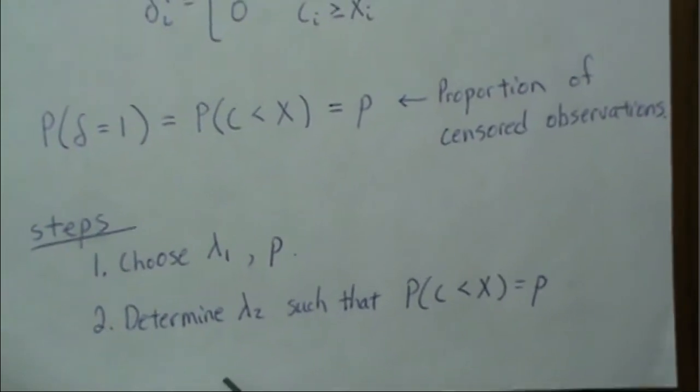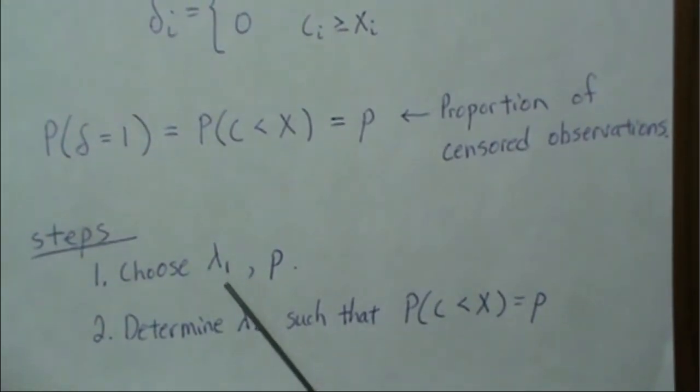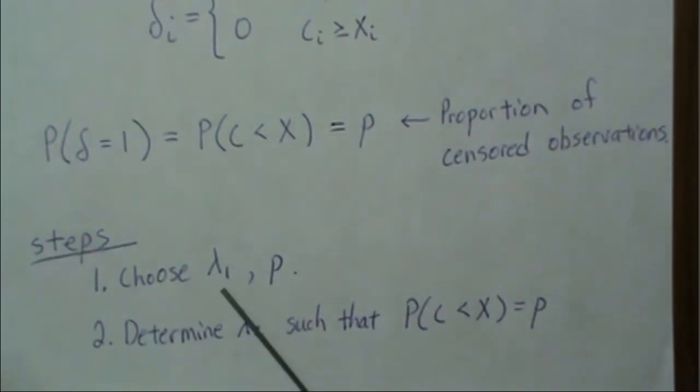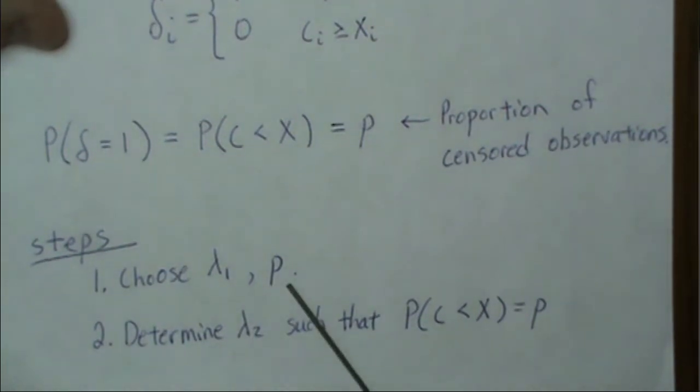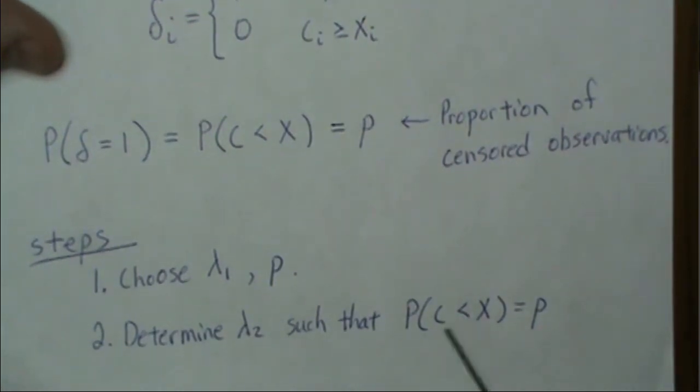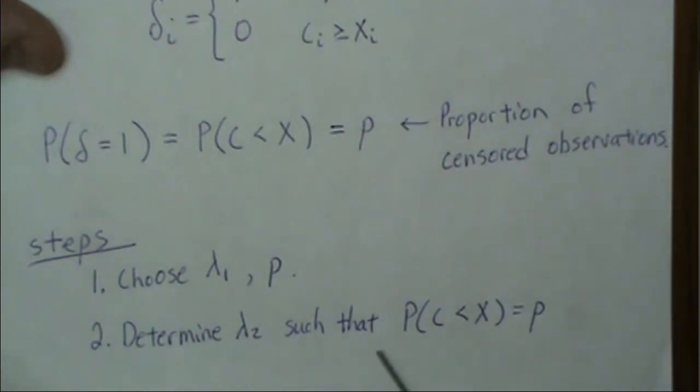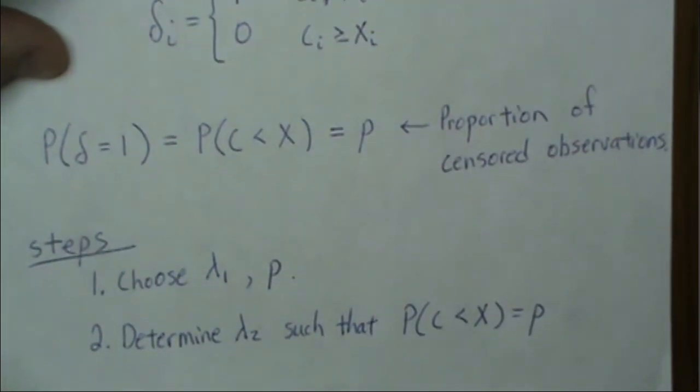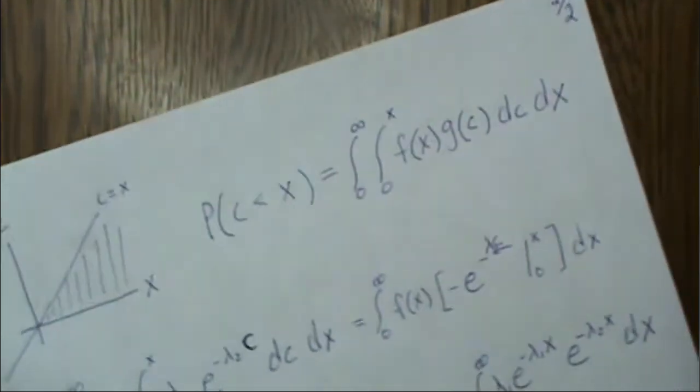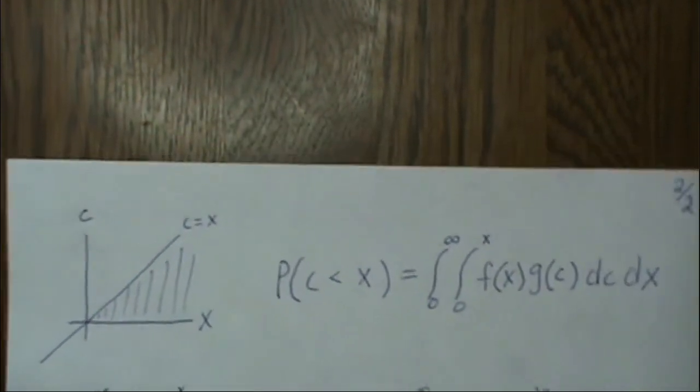So the steps are very simple. We choose our failure rate, our lambda 1 parameter for our failure times. What proportion do we want to be censored? And then we back solve for lambda 2. And this ends up being a very, very simple solution. But here's how you go about solving it.